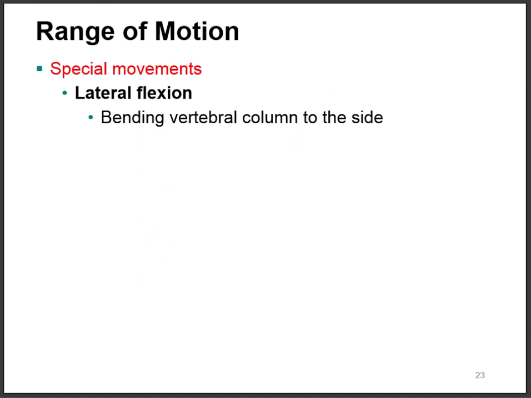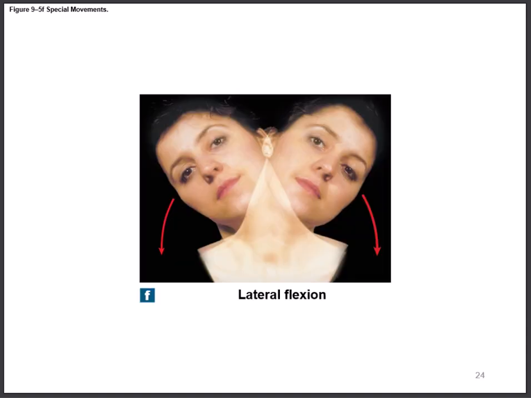Lateral flexion is just side bending. This refers to the spine. So if you tilt your head to the left, or tilt your head to the right, or your lumbar spine to the right, and then your lumbar spine to the left, the motion you would be doing is called lateral flexion. Right, so here we can see she's bending her head to the right and left.